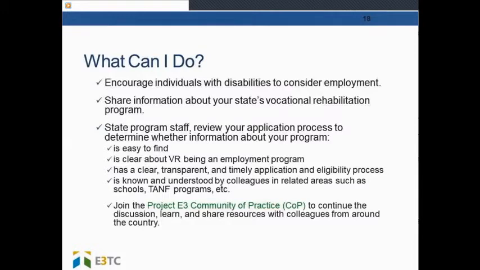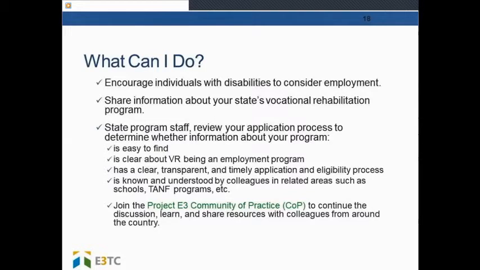I know that over the years, we tend to have folks that apply thinking that we are the place to come to get a vehicle or college education paid for. And it's not to say that we can't do that, but it all needs to be tied to a clear employment goal with clear outcomes, because we are an employment program.